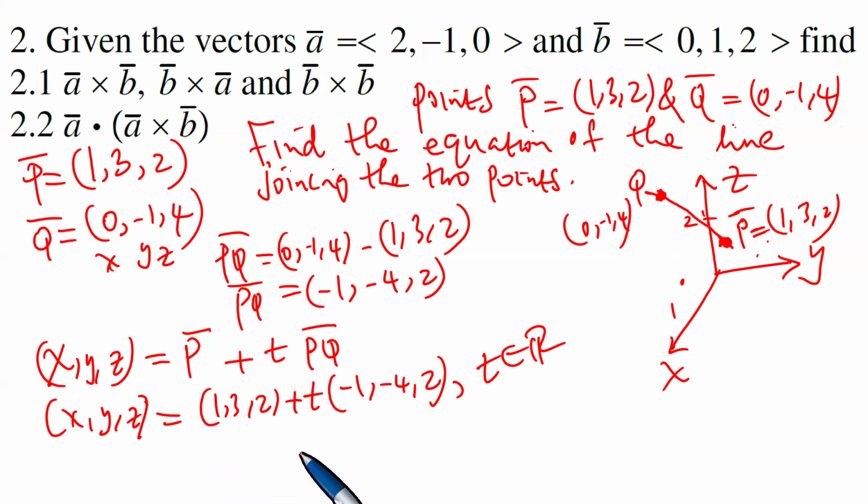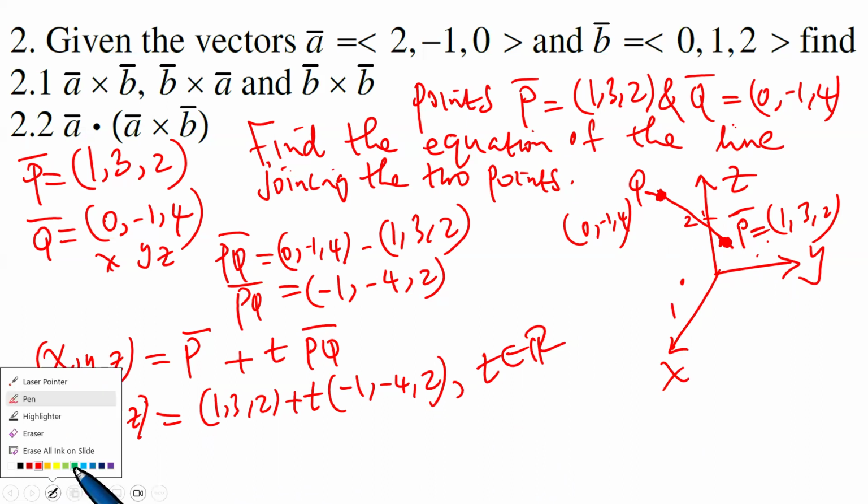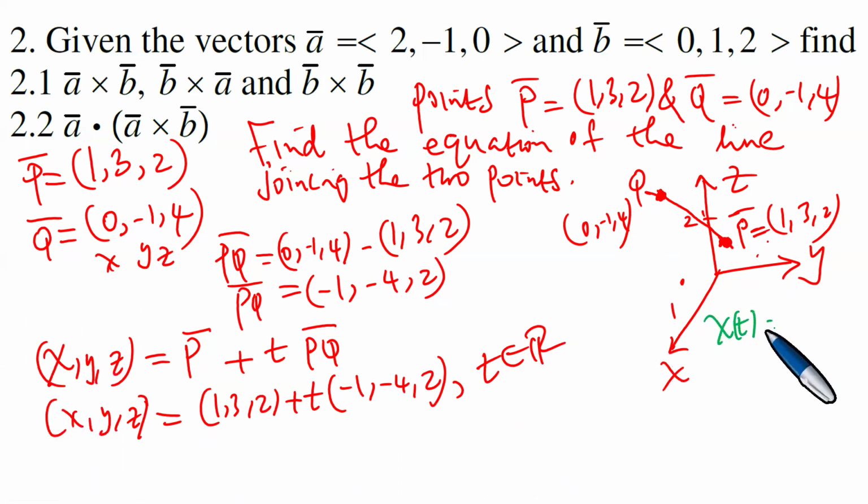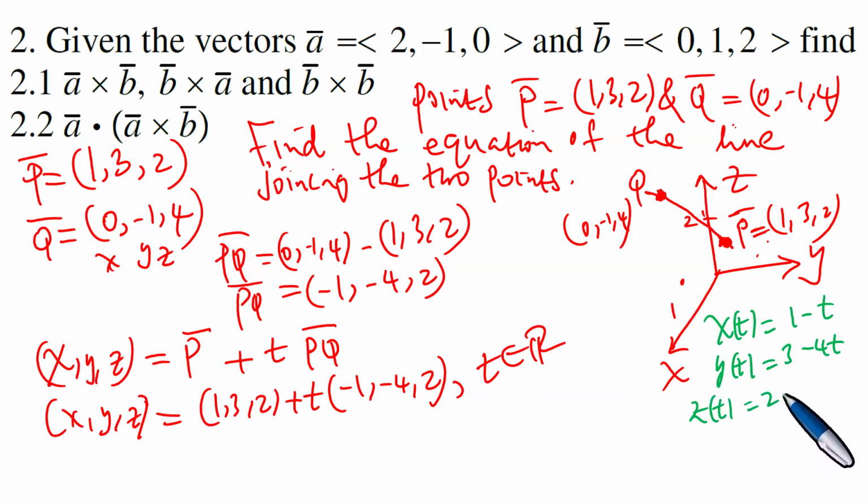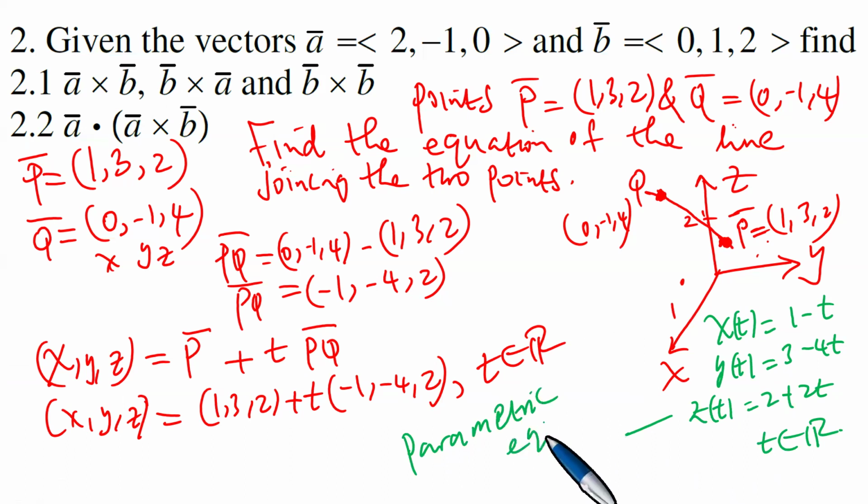We then have the following, which means X at T is 1 minus T, Y at T is 3 minus 4T, and Z at T is 2 plus 2T, where T itself is a real number. So you can write these kinds of equations. These kinds of equations are called parametric equations.